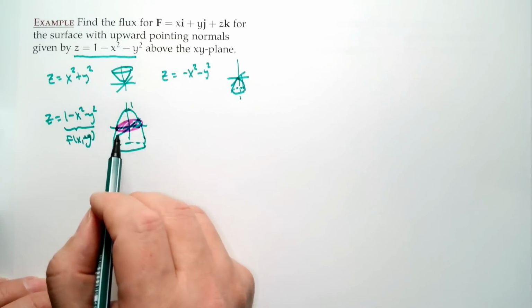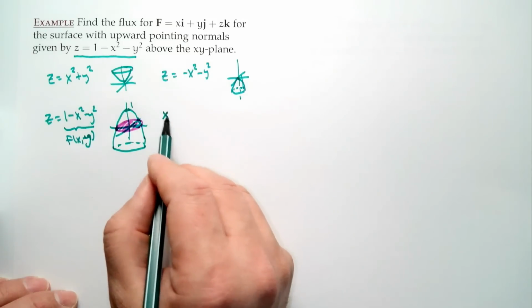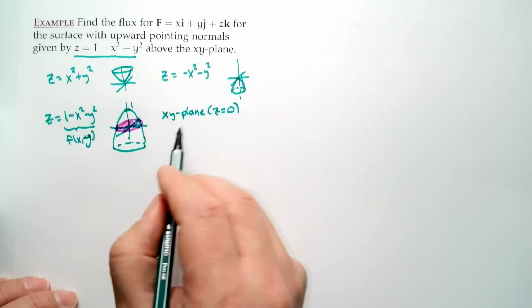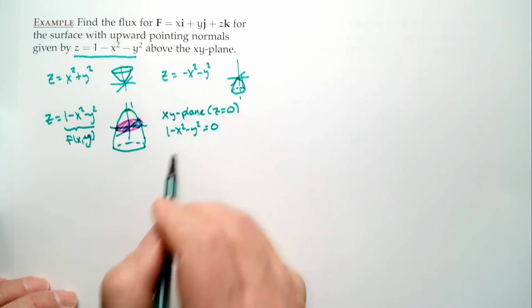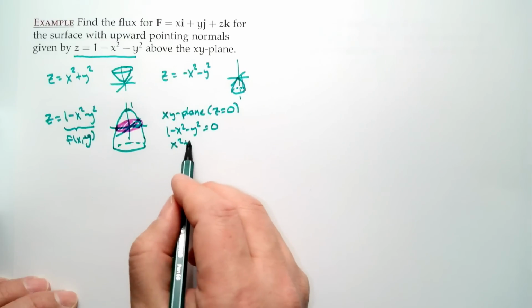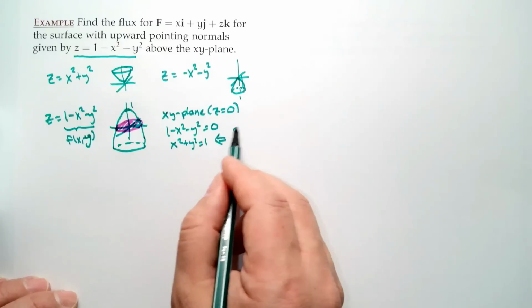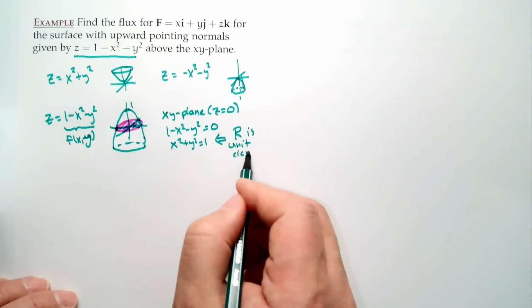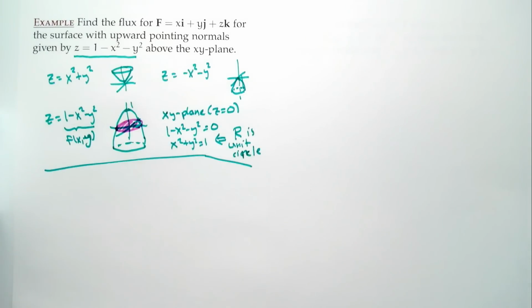So the question is, where do I hit the xy plane? I hit the xy plane when z is 0. So I'm at the xy plane, z equals 0. That means that 1 minus x squared minus y squared is equal to 0, or x squared plus y squared equals 1. So this right here says that our r is the unit circle, the whole circle, not just the edge, the whole circle. Okay, so we have our function, we have our region. So now we can apply the formula.